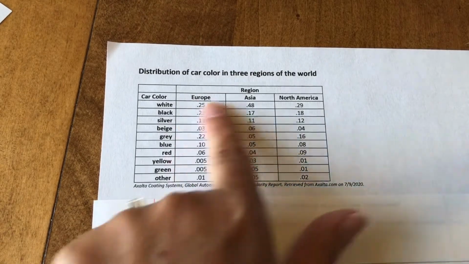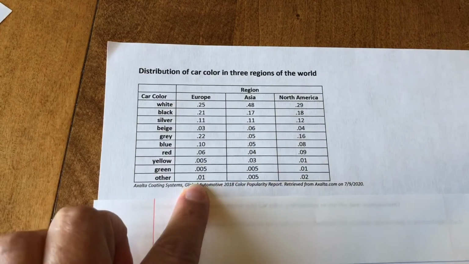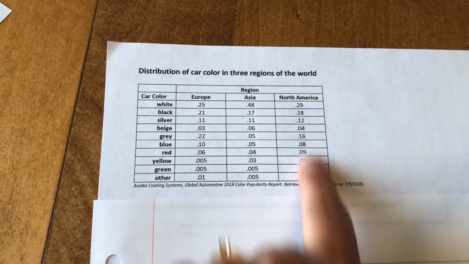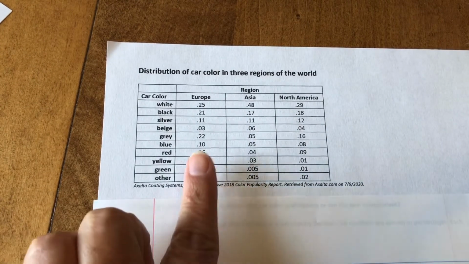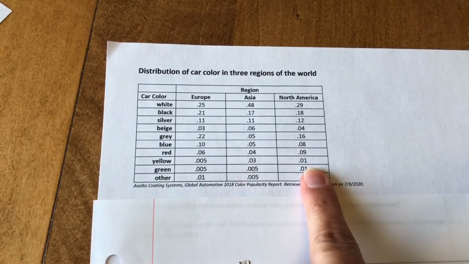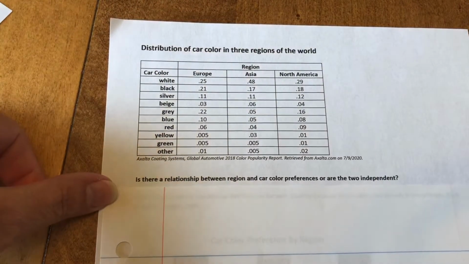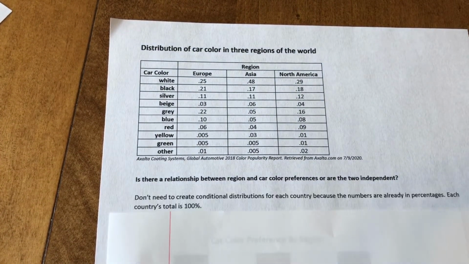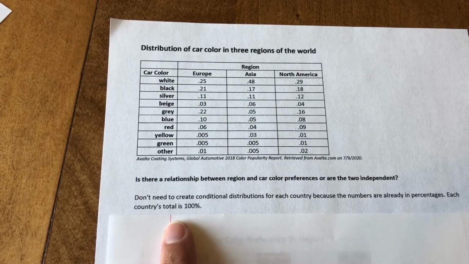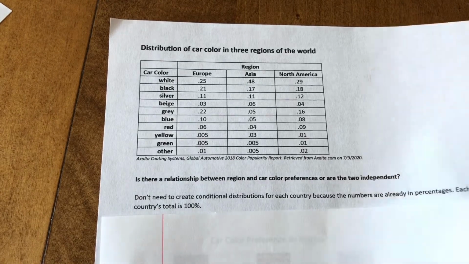Now, these distributions are already in percents, okay? So if I added all these up, it would be 100%, added all these up, it would be 100%, and so forth, okay? So obviously I have to group by country. So when I do my segmented bar graph, I'm gonna have a bar for Europe, a bar for Asia, and a bar for North America. Then I'm gonna break them up, okay? So I wanna know, is there a relationship between the region somebody lives in and their car color preference, or are the two variables independent, okay? And again, I don't need to create conditional distributions because these are already in percentages or decimals, okay?